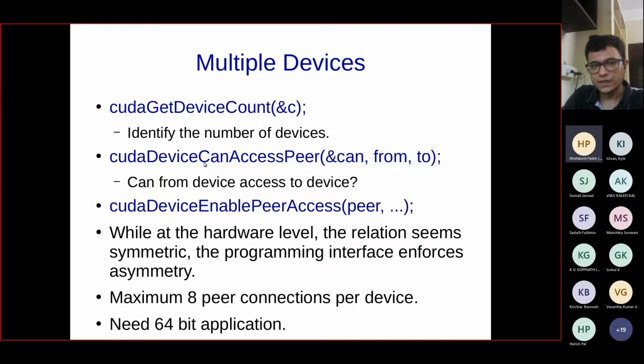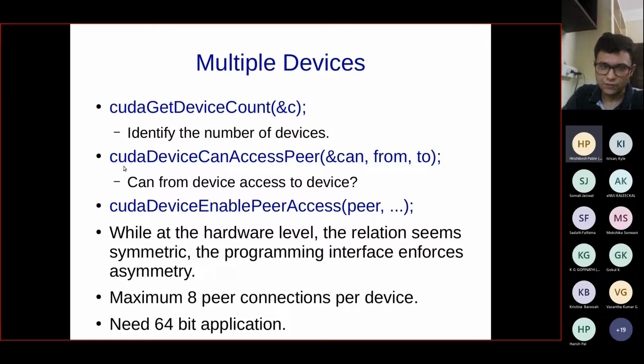So let us take an example. cudaDeviceCanAccessPeer, and then there is some boolean variable, and we are passing the address of that boolean variable, can. Then for from and to, we want to check if from device 1 we can access device 2. So here we'll place 1 and here we'll place 2. If we can access device 2 from device 1, then this can variable will be set to true by this cudaDeviceCanAccessPeer API. This API checks whether from device can access to device, and that is what it will indicate in this can variable.